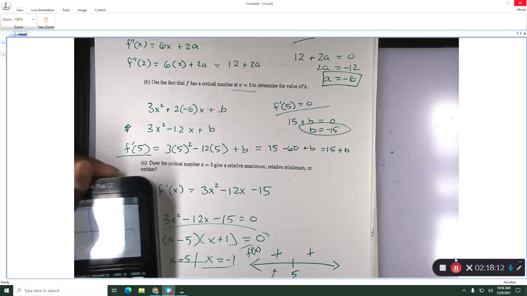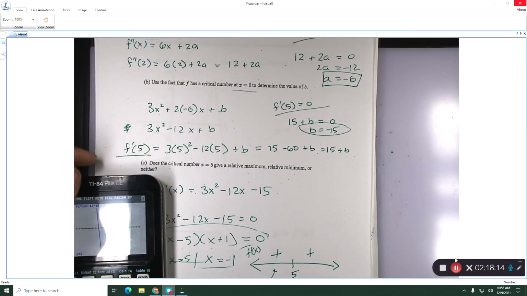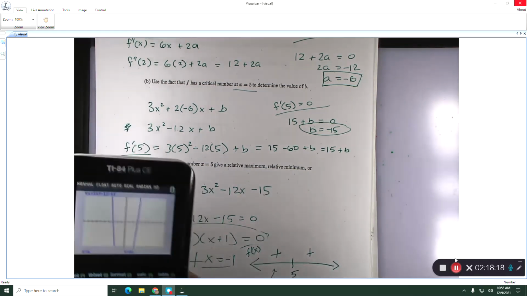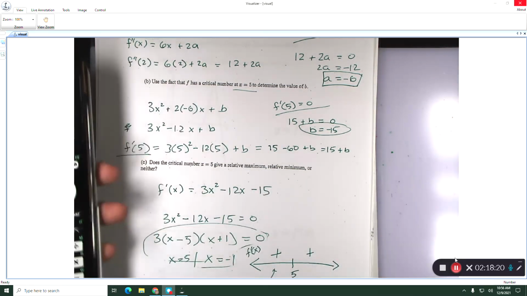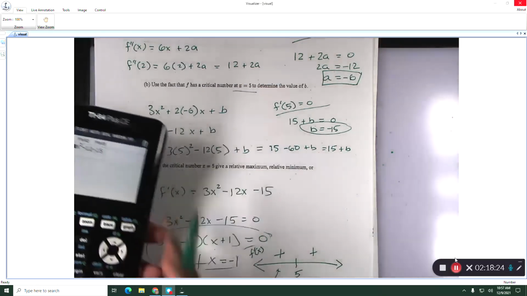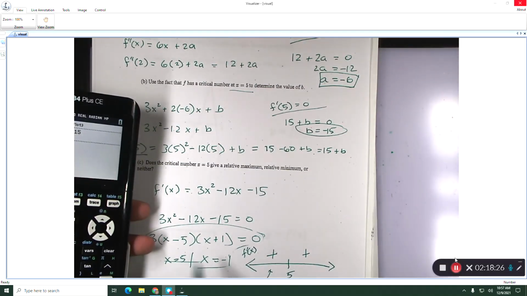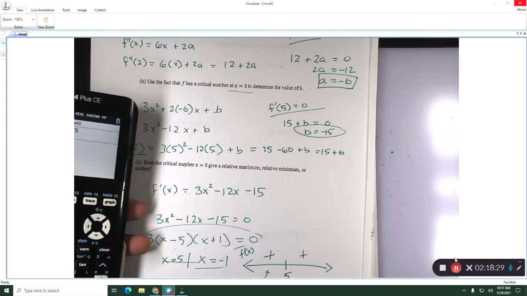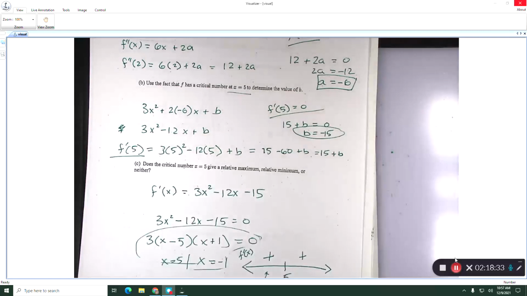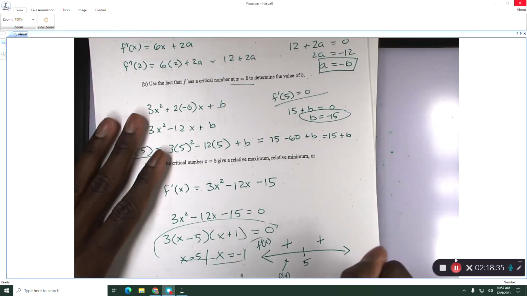All right. Now, we see that it's constant. There is no relative maximum or minimum. And let me just make sure I input that in right. Neither.